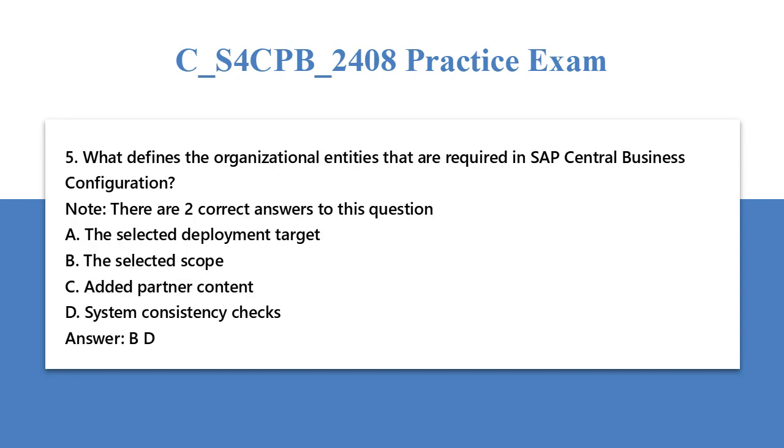5. What defines the organizational entities that are required in SAP Central Business Configuration? Note: there are two correct answers to this question. A. The selected deployment target. B. The selected scope. C. Added partner content. D. System consistency checks. Answer: B, D.